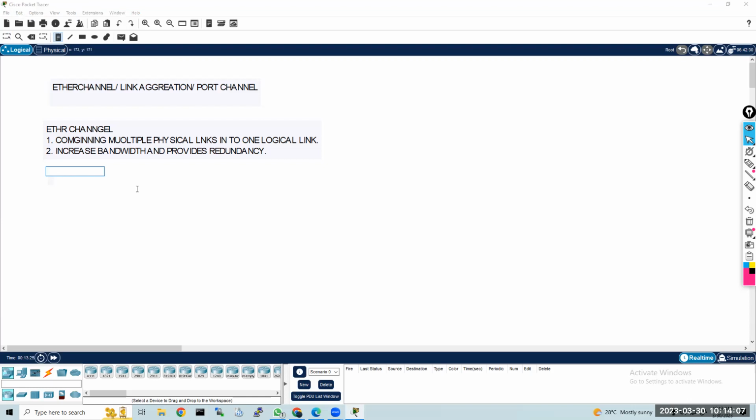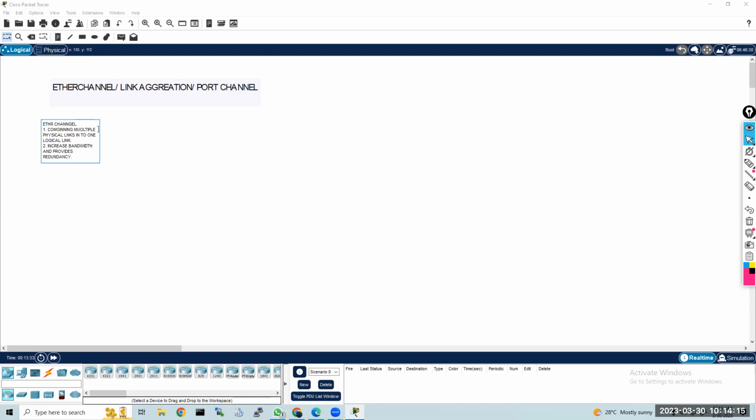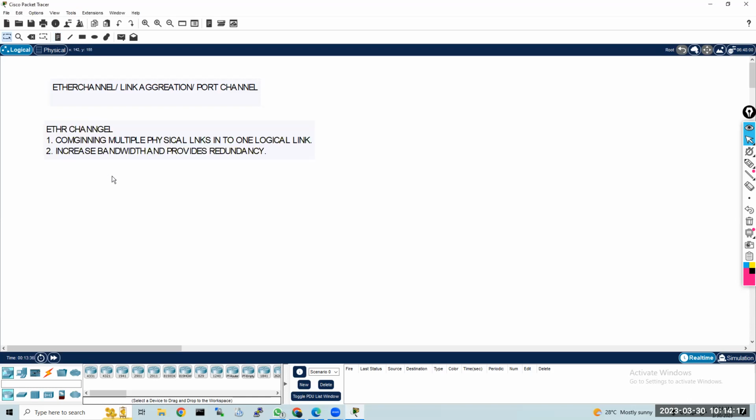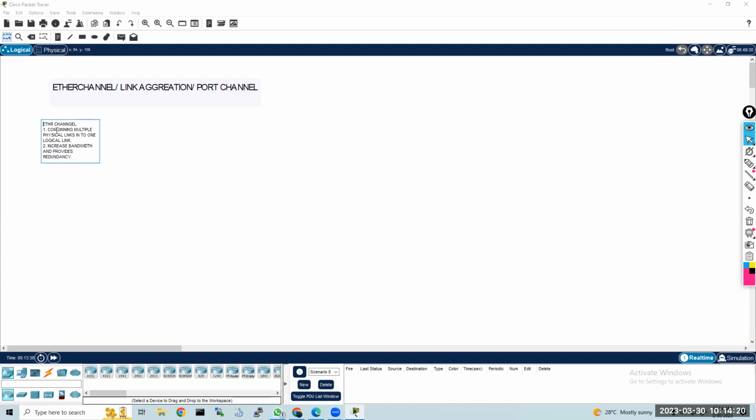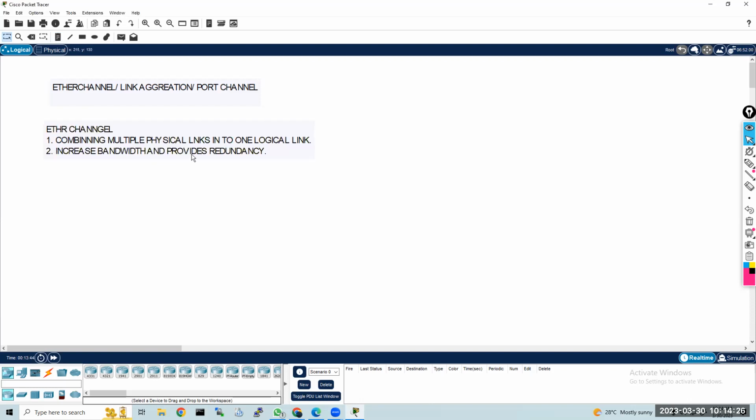Let me write down the points so that we can read from here. Combining multiple physical links into one logical link. What is the main advantage? It will increase your bandwidth and also provide redundancy. So this is very basic, what Ether channel does.